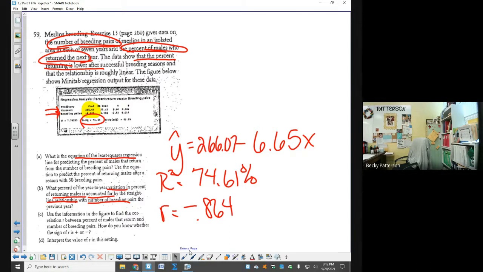Okay, how do you know whether the sign is positive or negative? Slope. Interpret the value of S. Who is S? Standard deviation. It is the standard deviation of your predictions. So what's a good sentence for that? You give me a good sentence for that, we'll stop.